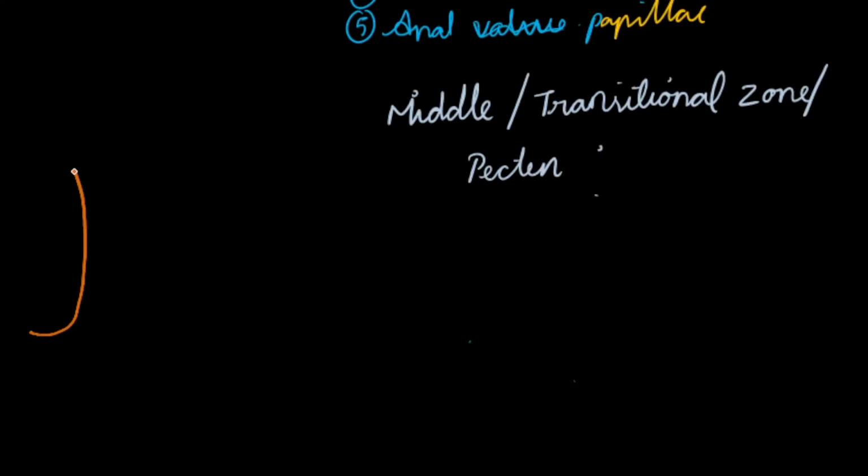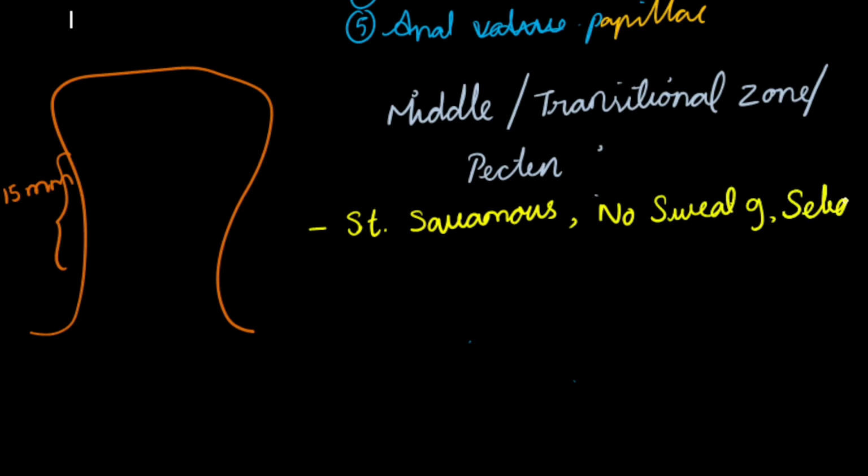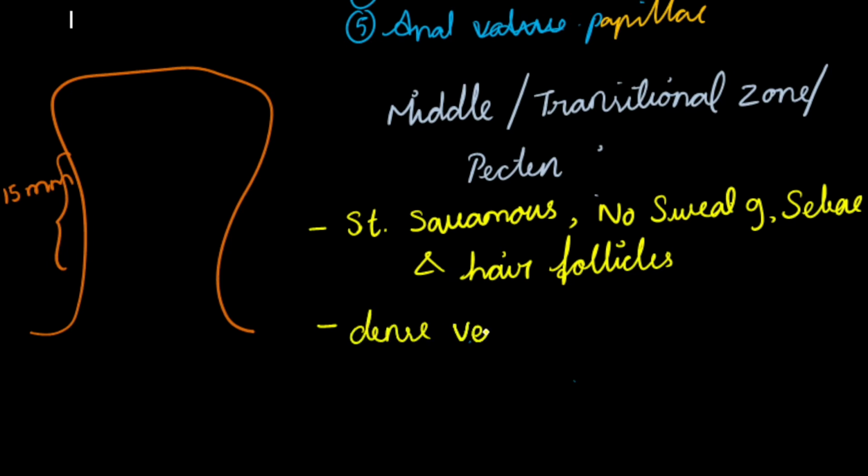Now let us discuss the middle part, or transitional zone, or pecten. The middle part is also 15 millimeters in length, similar to the upper part. It is lined by mucous membrane made of stratified squamous epithelium, whereas in the upper part it is columnar epithelium. Here we have no sweat glands, no sebaceous glands, and no hair follicles. In the mucous membrane of the middle part we have a dense venous plexus, so this part appears very bluish. At the lower limit of the middle part we have the white line of Hilton.